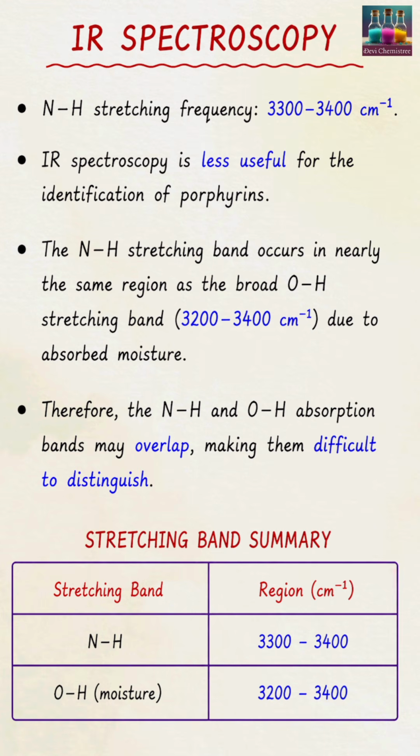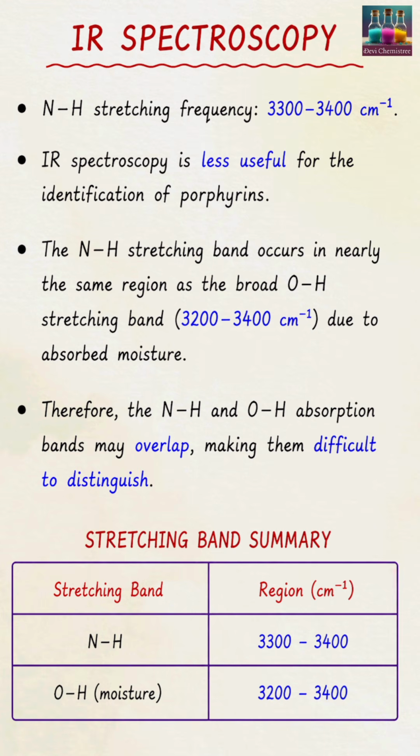Now let us see the IR spectrum of porphyrins. In the IR spectrum of porphyrin, we get an NH stretching band around 3300 to 3400 inverse centimeter, and we also get one more OH stretching band around 3200 to 3400 inverse centimeter. But this is due to the absorbed moisture.